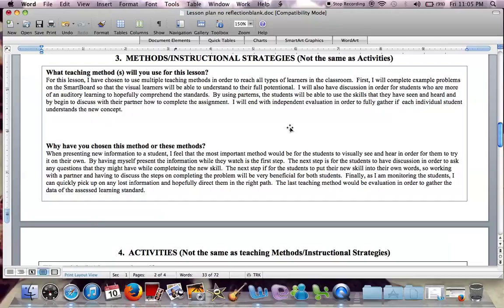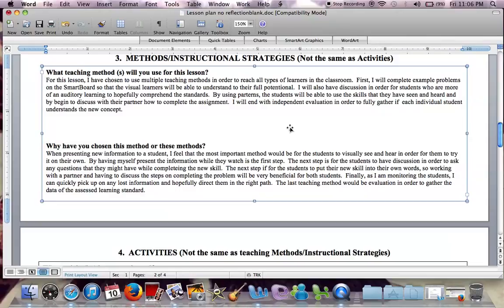By having myself present the information while they watch is the first step. The next step is for students to have discussion in order to ask any questions that they might have while completing the new skill. The next step is for the students to put their new skill into their own words. So working with a partner and having to discuss the steps on completing the problem will be very beneficial for both students. Finally, as I'm monitoring the students, I can quickly pick up any lost information and hopefully direct them in the right path.